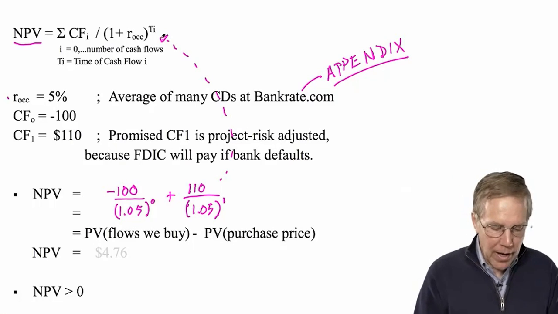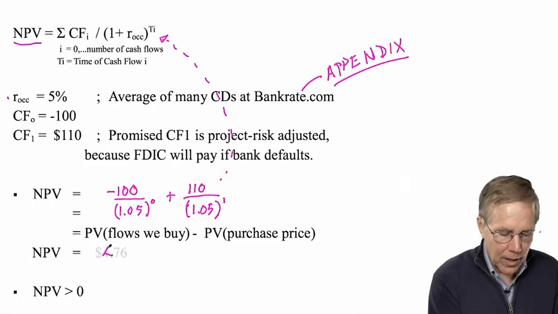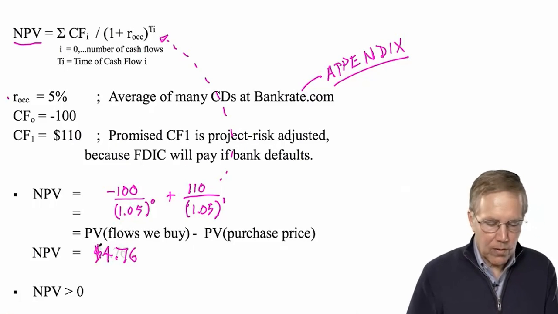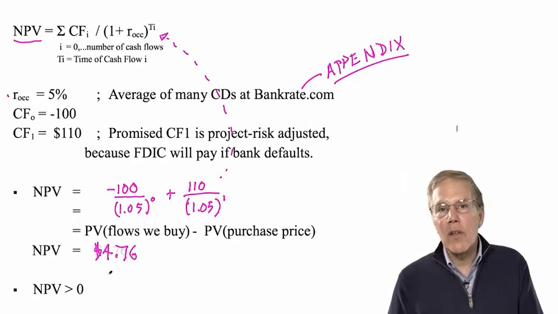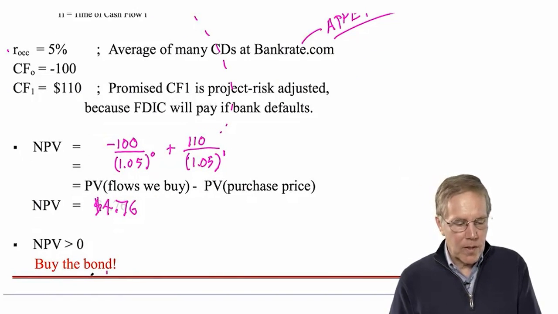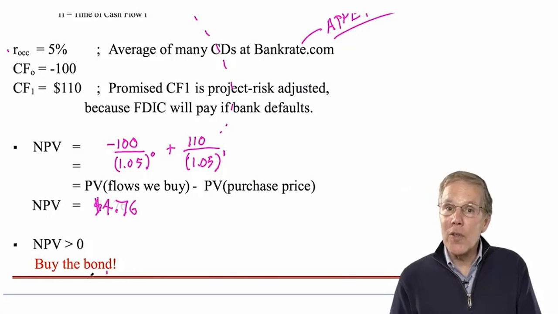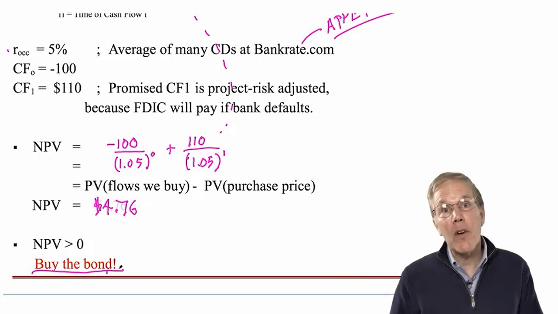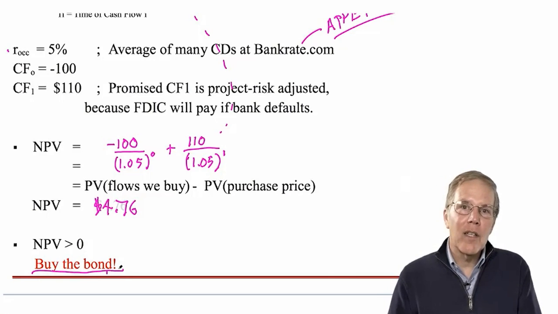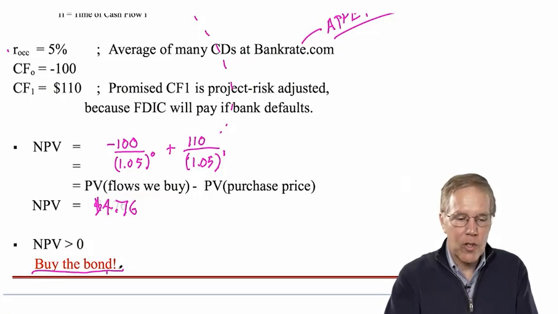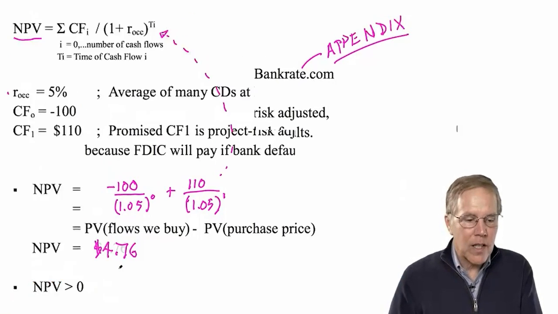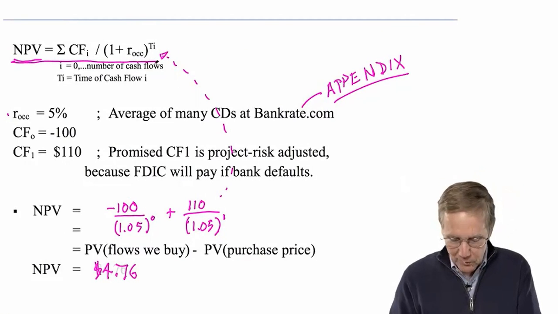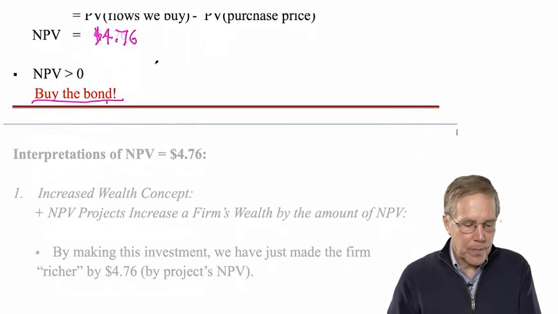And if you go ahead and solve that, you get here $4.76. Is that less than 0? Yeah, I think in most circles, $4.76 is more than 0. So that means we should go ahead and buy the bond. So that's how it works. The details get more complicated when you have 20 years worth of cash flows, and you're just going to find that you have more terms in the formula here. But in principle, that's pretty much all there is to it.